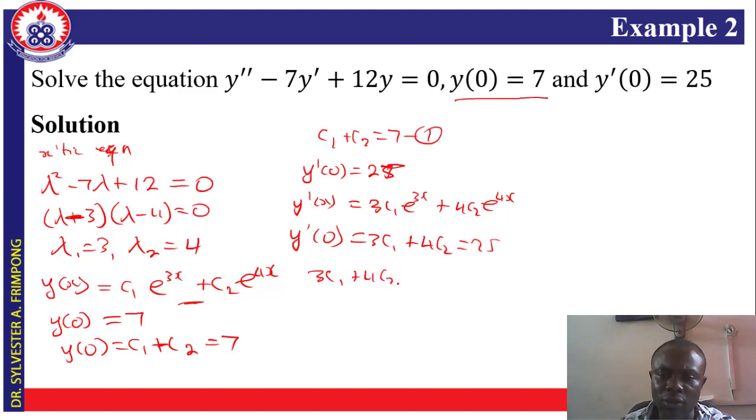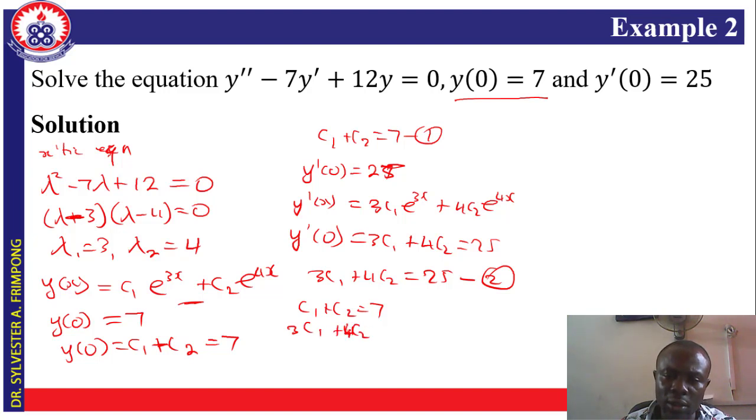So 3c1 plus 4c2 equals 25. Then we get equation 2. Then we solve these two equations simultaneously. So c1 plus c2 equals 7, 3c1 plus 4c2 equal to 25. When we solve them simultaneously, we get c1 to be 3 and c2 to be 4.